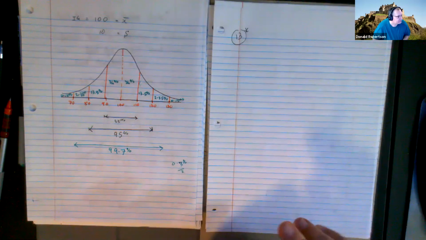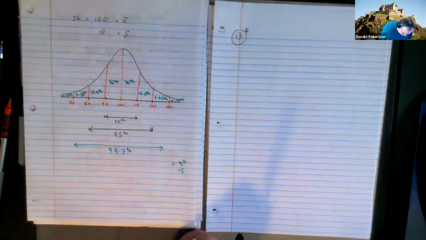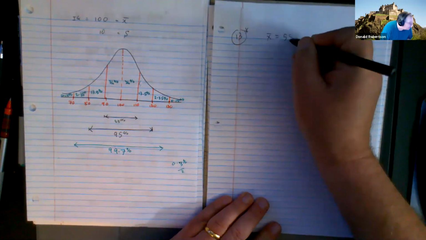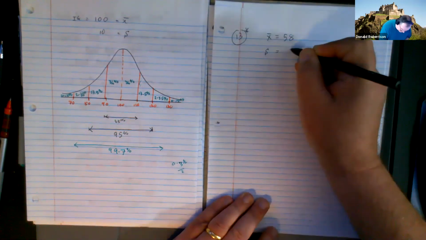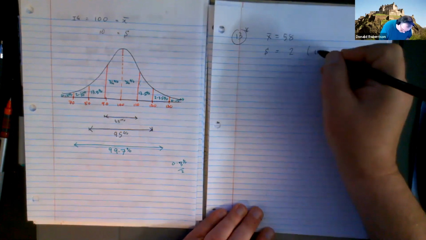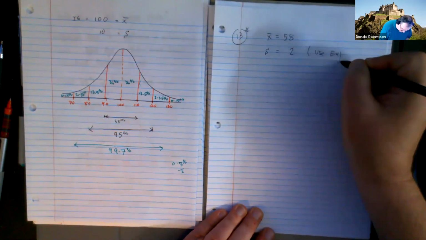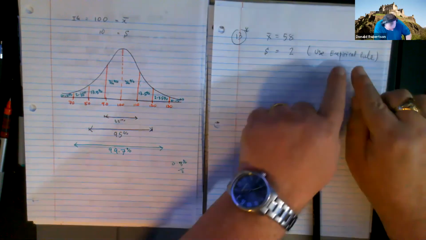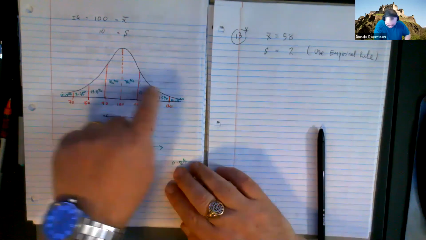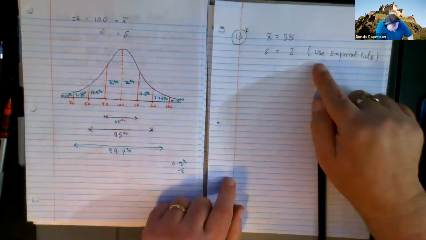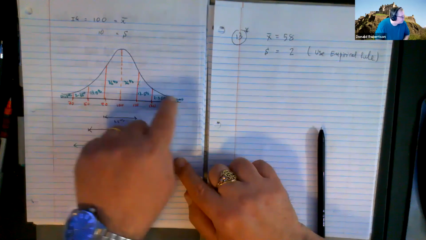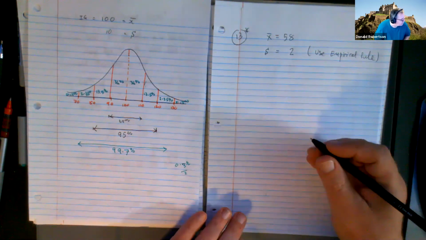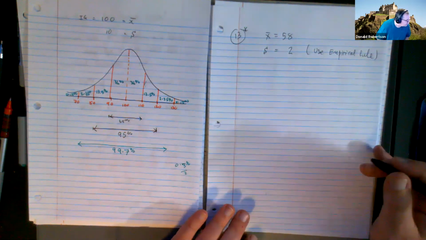Question 13. And in this question, the mean is 58 and the standard deviation is 2. And it says use the empirical rule. When you see that, it means use this guy, right? So when you see use the empirical rule, they're talking about this guy. Now we're going to use the empirical rule to answer some rather strange questions.